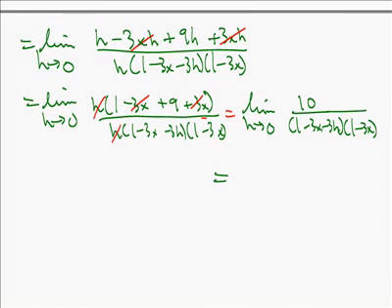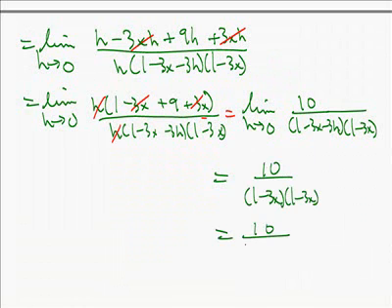This is a rational function that has 0 as part of its domain, so we can plug 0 in for h in our limit, and we get 10 divided by (1 minus 3x) times (1 minus 3x), or if you like, 10 over (1 minus 3x) quantity squared. And there you have, remember, this is f prime of x. That's our formula for the function f prime of x.